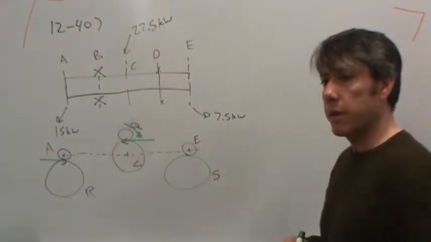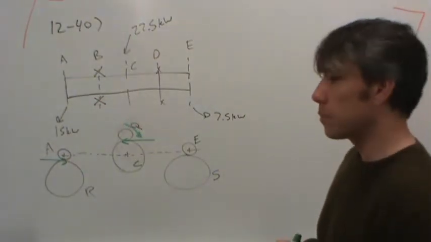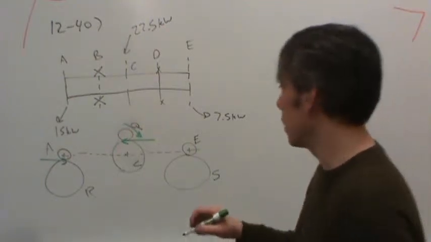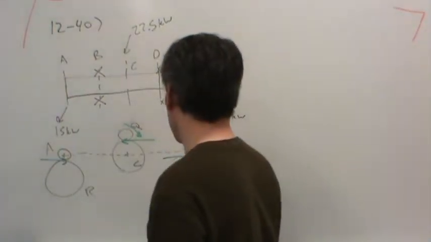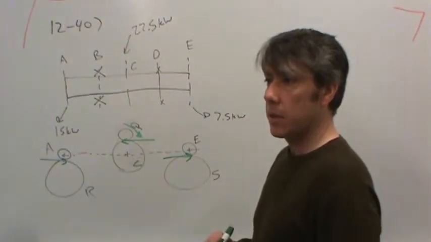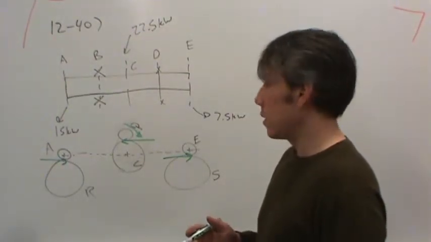Okay, so you guys tell me, how would the loading be on E? To the right or to the left? Same as A. That's right. It'd be the same as that. Does everybody understand that? It's okay if you don't, we can talk about it. E would be turning this way.